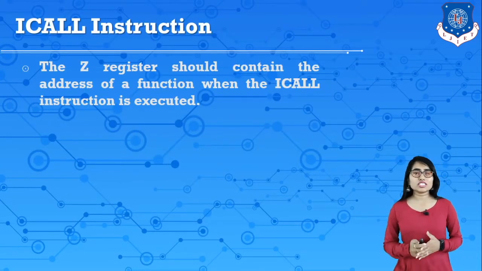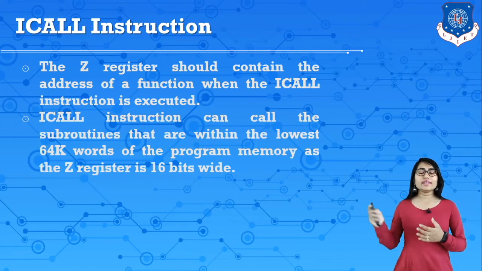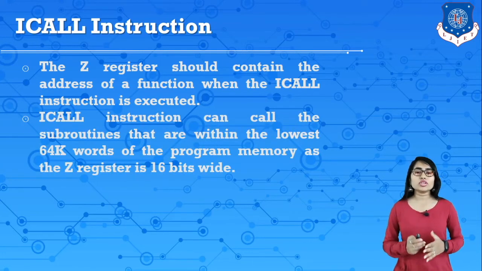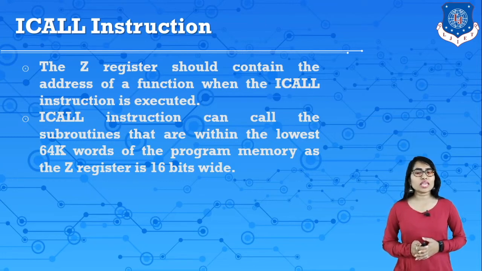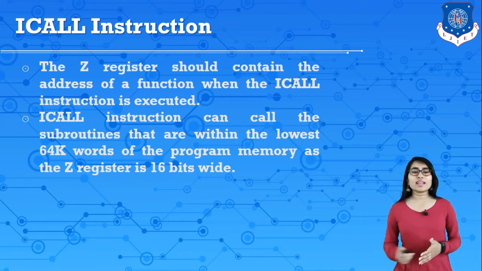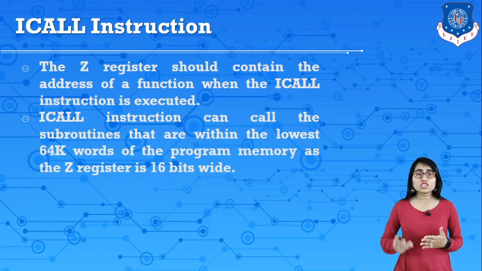In the ICALL instruction, the Z register should contain the address of a function when the ICALL instruction is executed, and ICALL can call subroutines within the lowest 64K words of program memory, as the Z register is 16 bits wide. So there are a total of 2 raised to 16 possible values. That's why here we have 64K words. So using this ICALL instruction, we can call the lowest 64K words of program memory using the Z register.